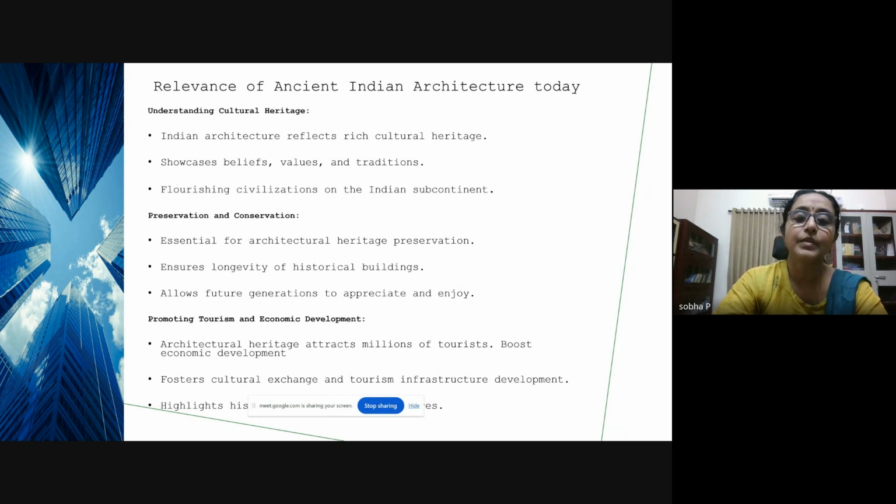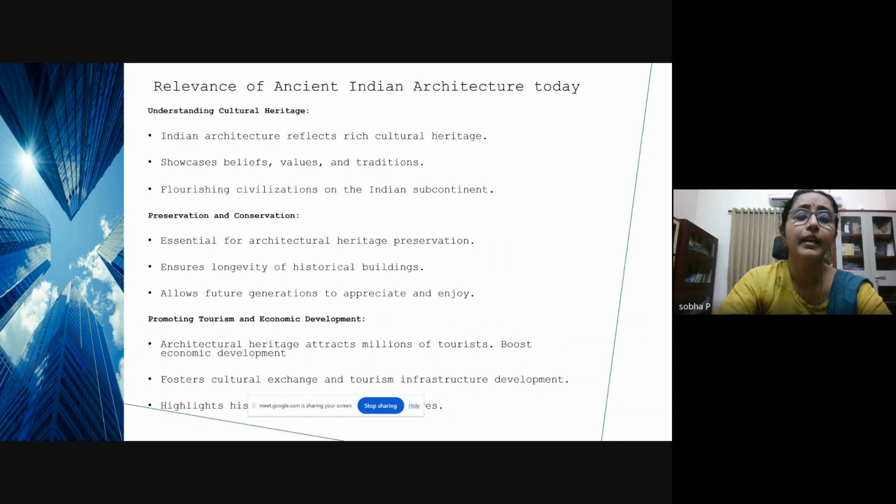And the essence is preservation as well as conservation, which is very much essential for architectural heritage preservation, because we have to ensure all the buildings are preserved from all sorts of calamities, whether natural disasters or man-made.